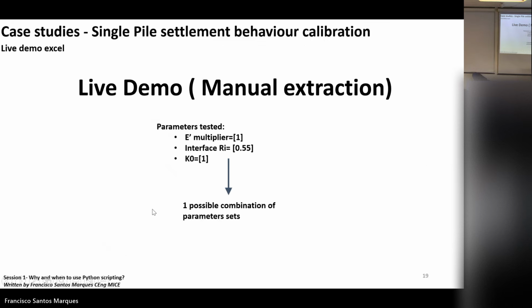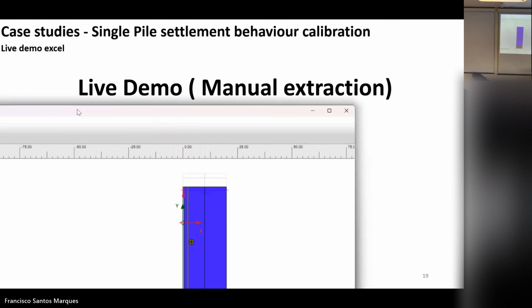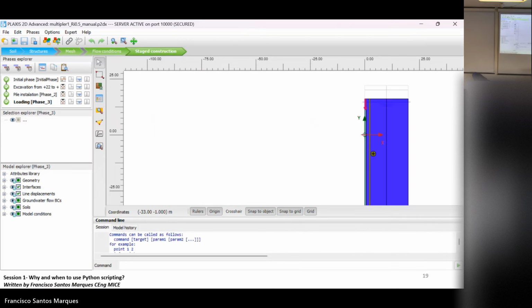So let's try to do this manual case in which we have, let's say, a multiplier equal to 1, the R interface of the pile is 0.55, and the K naught is 1, okay? And there's only one set of parameters. So the way I will do this is I will go here to Plaxis.